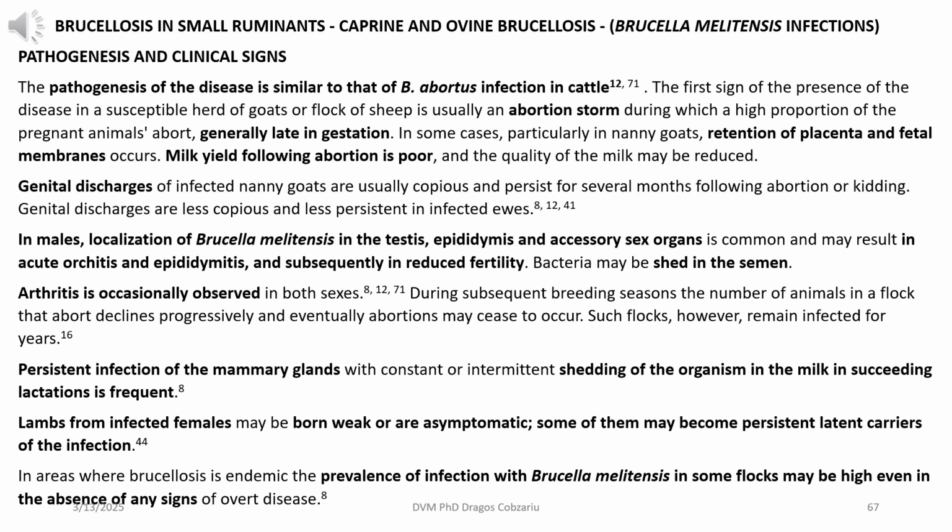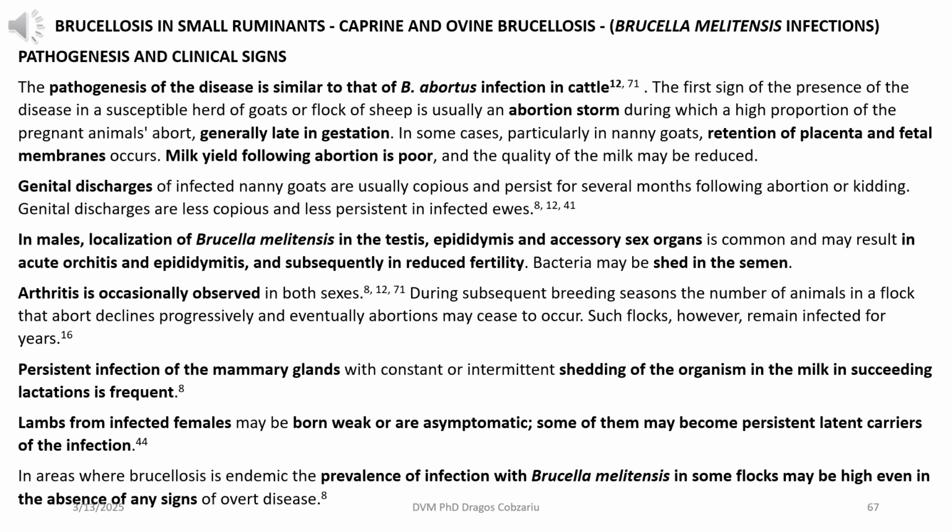The pathogenesis of the disease is similar to that of B. abortus infection in cattle. The first sign of the presence of the disease in a susceptible herd of goats or flock of sheep is usually an abortion storm during which a high proportion of the pregnant animals abort, generally late in gestation. In some cases, particularly in nanny goats, retention of placenta and fetal membranes occurs.